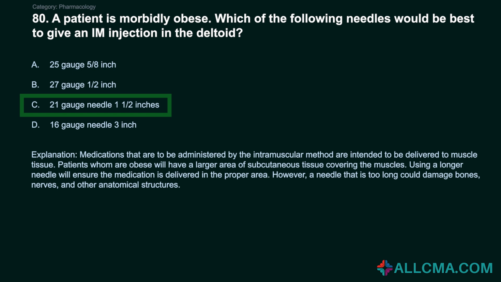Medications that are to be administered by the intramuscular method are intended to be delivered to muscle tissue. Patients who are obese will have a larger area of subcutaneous tissue covering the muscles. Using a longer needle will ensure the medication is delivered in the proper area. However, a needle that is too long could damage bones, nerves, and other anatomical structures.